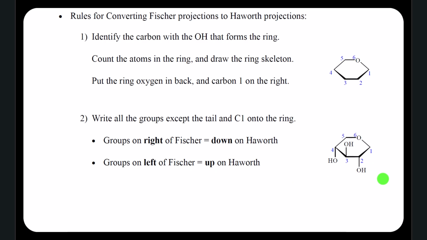If you recall, in glucose, the groups were right, left, right, right. In this case then, what we see is that carbon 1 was the aldehyde, carbon 2 would be on the right, so it would be down. Carbon 3 was on the left, so it would be up. Carbon 4 was on the right, so it would be down. We haven't drawn the carbon 5 group or the OH on carbon 1 yet.